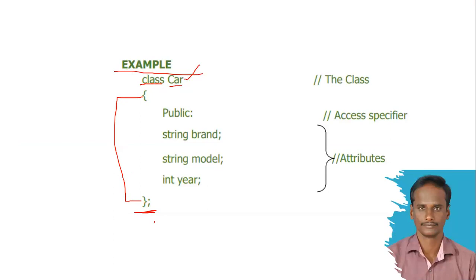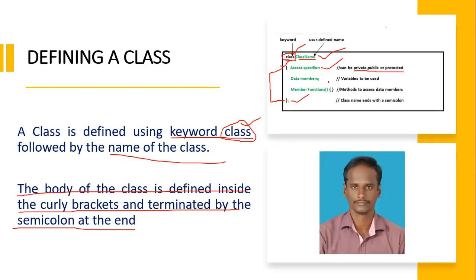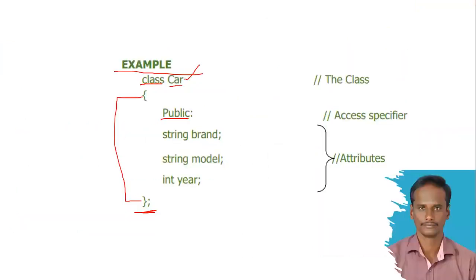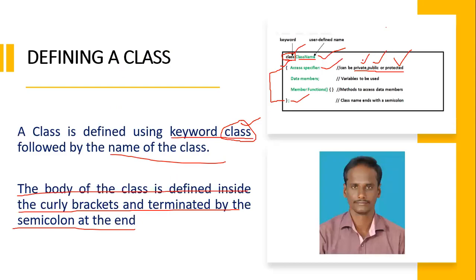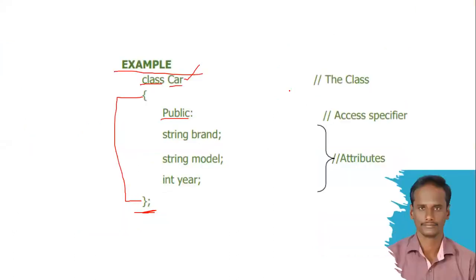In between, we need to define the data members. What data members can we define under an access specifier? What are the types of access specifiers? Private, public, and protected. These are the access specifiers. So here I have used public. We can use any one. It does not mean that we should always use only one access specifier inside the class. We can use different types of access specifiers for different data members and different member functions. That is up to our concept.